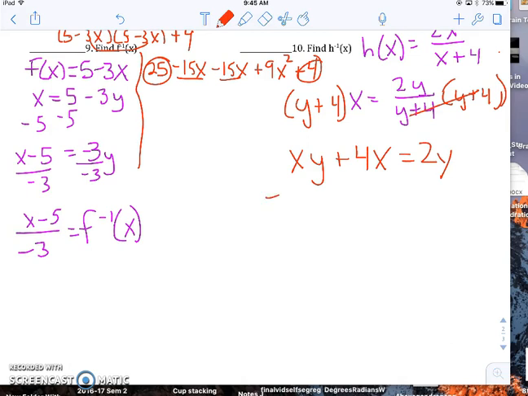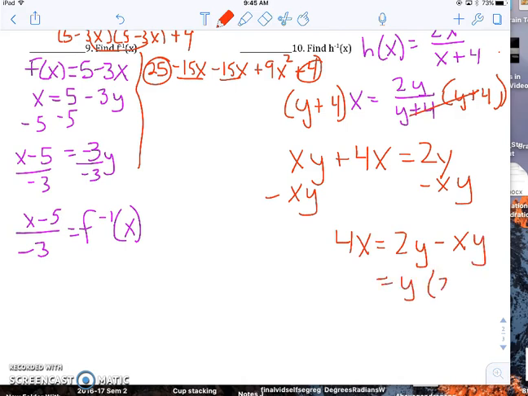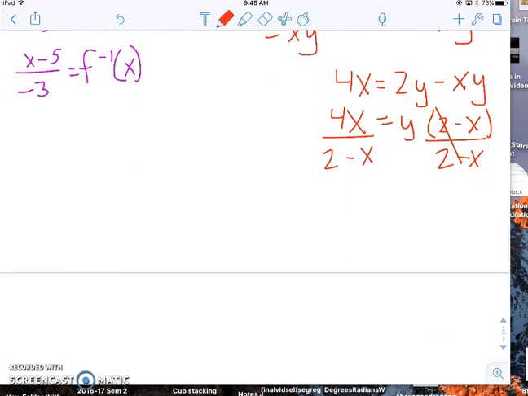Now we need to get y's on the same side. So we have 4x equals 2y minus xy. And now we can factor the y. So y times 2 minus x. And then we can divide by 2 minus x. So we have that our inverse is 4x over 2 minus x.